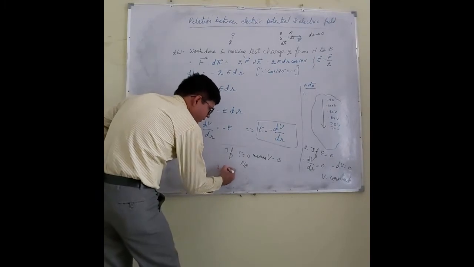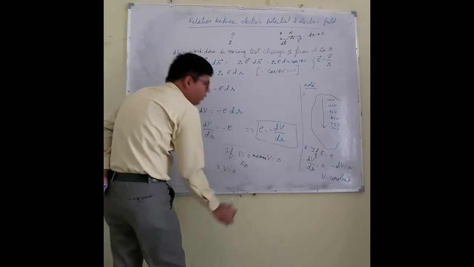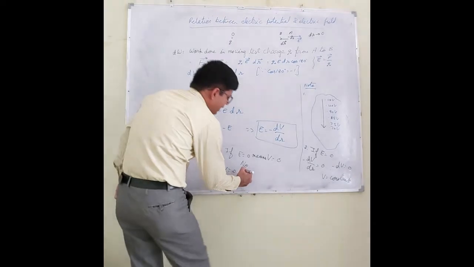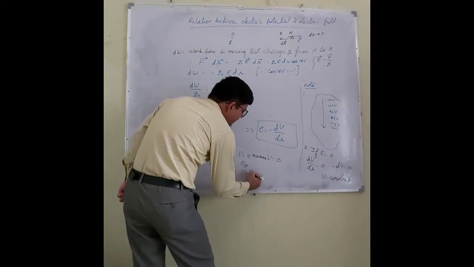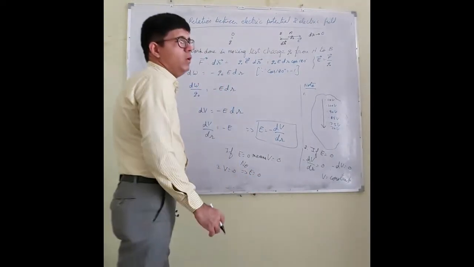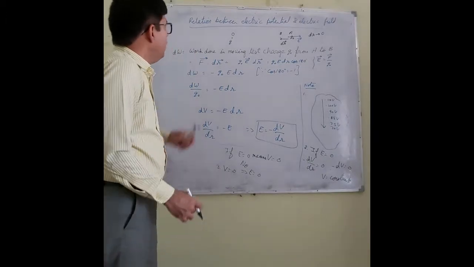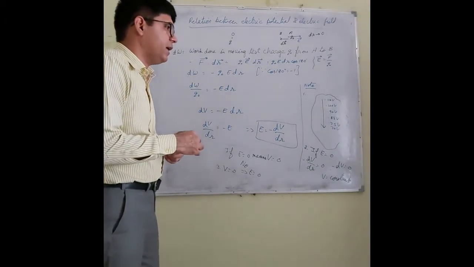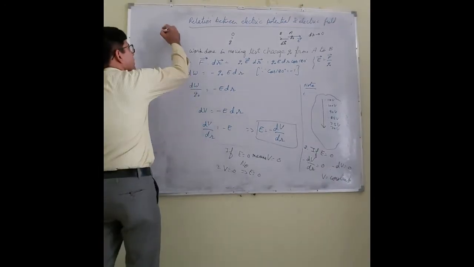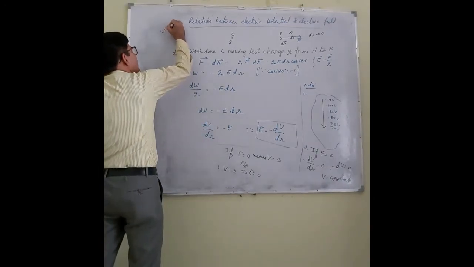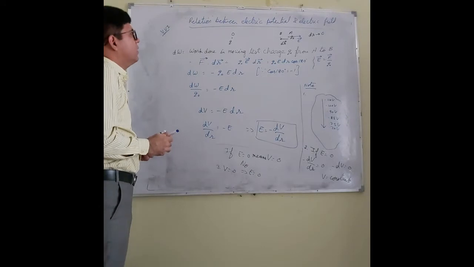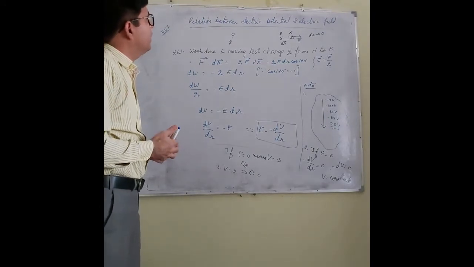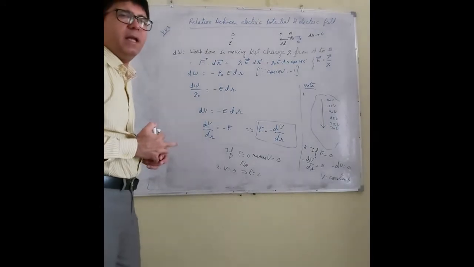Third point. If V is 0, it will not necessarily mean that E is also 0. So this is the relation between electric potential and electric field, and this topic is very important. A question always comes on this topic, relation between electric potential and electric field.